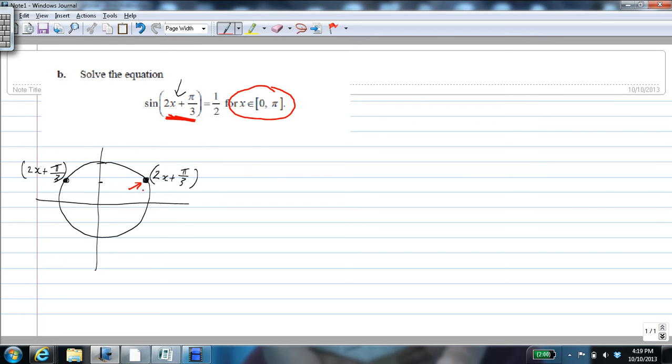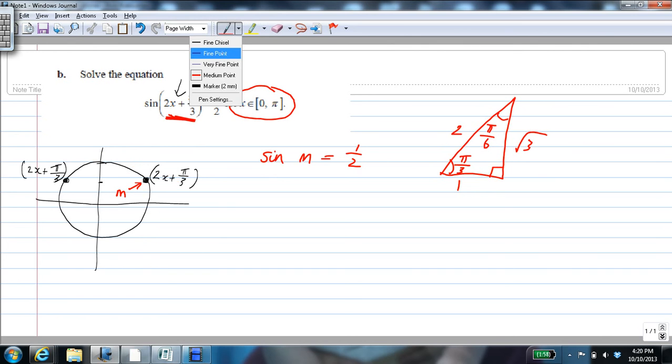this angle here, if we call that m for the time being, we would say that sine m is a half. And if we think about our special triangle, 1, 2, root 3, pi on 3 and pi on 6, we can see using this triangle that the angle we're looking for is pi on 6, because sine of pi on 6 is opposite over hypotenuse. So m is pi on 6. So this angle right here is pi on 6, which makes this one over here pi minus pi on 6.